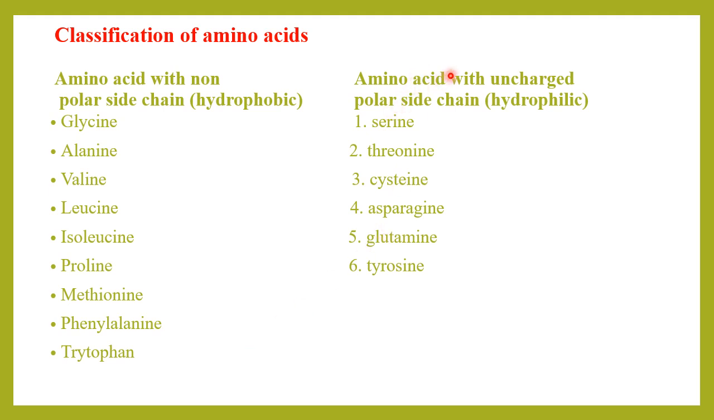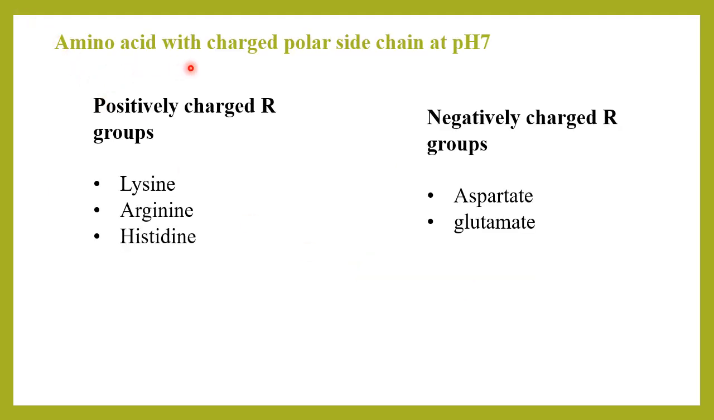Whereas amino acids with uncharged polar side chains are hydrophilic. By the word itself, it means water-loving. Hydro means water and philic means loving. So it is a water-loving amino acid. These are serine, threonine, cysteine, asparagine, glutamine, and tyrosine. So next is amino acids with charged polar side chains at pH 7. These can be positively charged R groups and negatively charged R groups. Positively charged R groups are lysine, arginine, histidine, and negatively charged R groups are aspartate and glutamate.